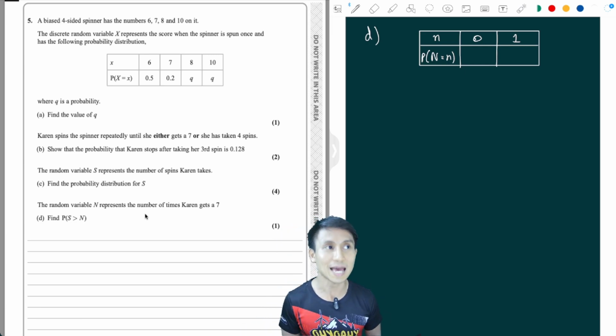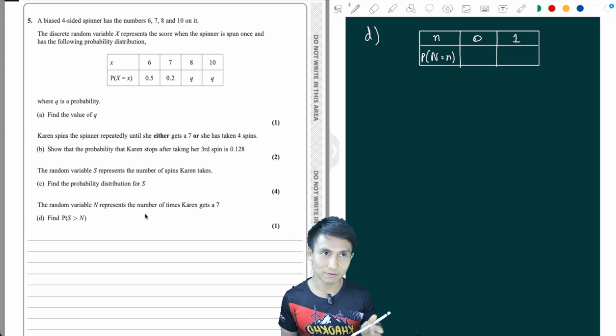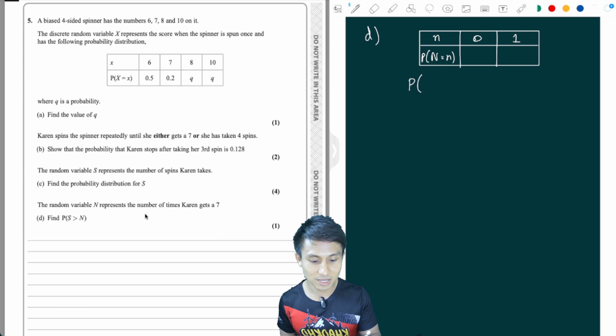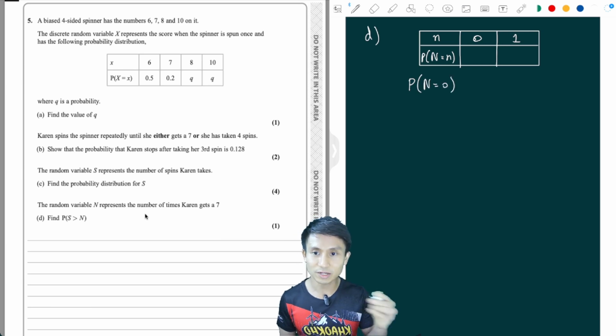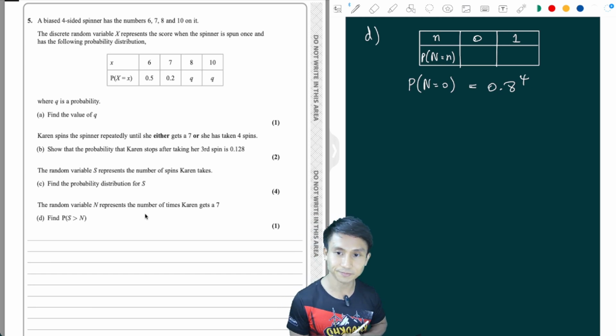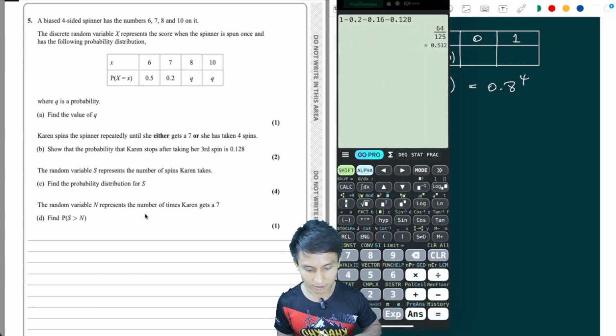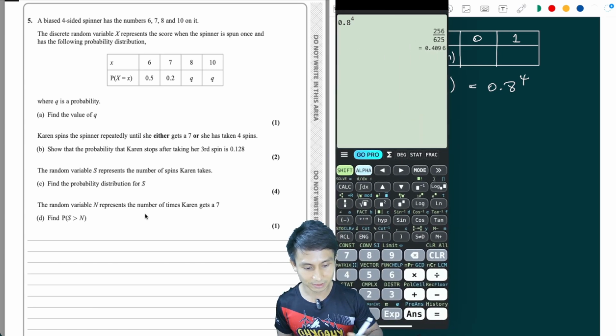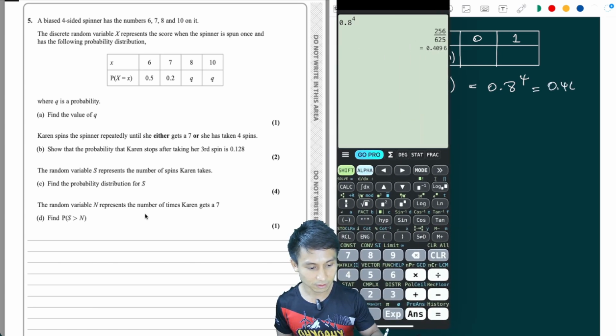Well, that is when she has to spin 4 times and get no 7. We haven't had that, so it's p n equals 0. No 7 at all, so we do 0.8 to the power of 4, right? So 0.8 to the power of 4 is 0.4096. That's it.